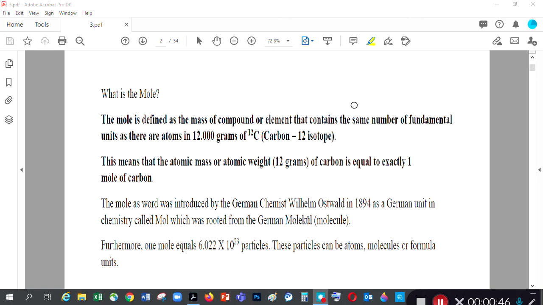It means that in 1 mole of carbon, we have exactly 12 grams of carbon isotope 12. The word mole was introduced by a German chemist, Wilhelm Ostwald, in 1894, and it is an abbreviation of the German word for molecule. So mole is an abbreviation of that.